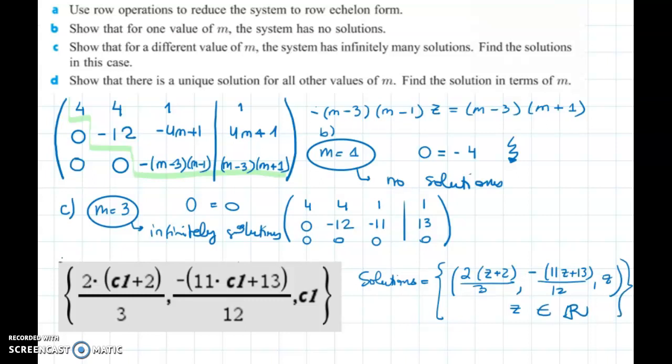For the last part of the problem, we want to see that there is a unique solution for all other values of m. So if m is different from 1 and m is different from 3, I want to see that there is a unique solution, and that solution is going to be in terms of m. And yeah, we need to find it.